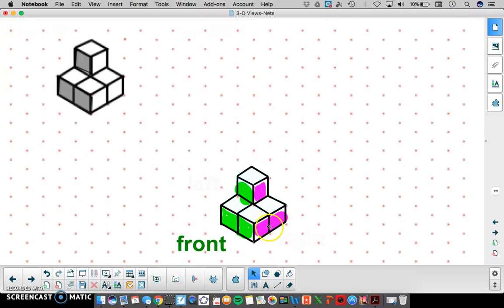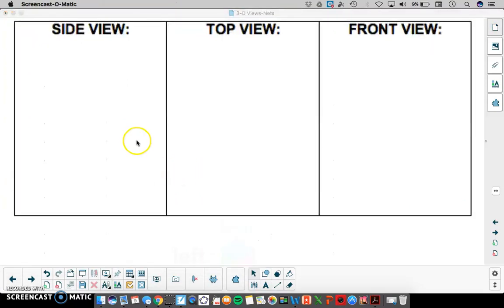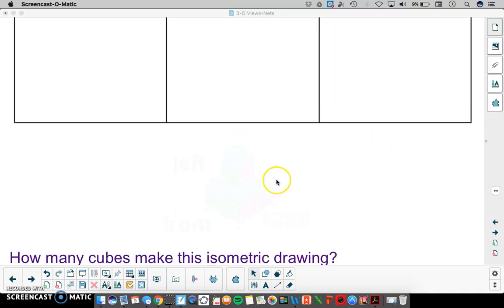From the right-hand side, we'll see these 2 blocks and then this top block up here. That's going to be from the right. From the left, from behind, we will see 2 blocks and then that top block. And then from the top, we'll see these 4 squares here. I want you guys to go ahead and draw the side views, the top view, and front view of that isometric drawing.